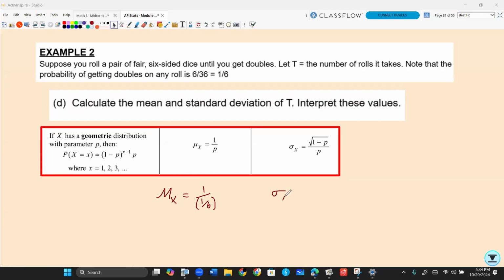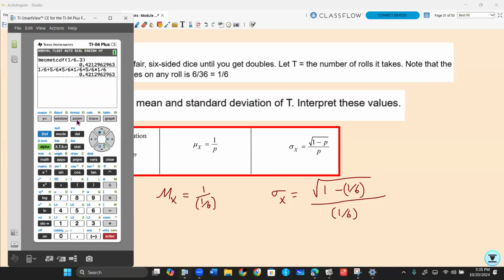And our standard deviation is going to be the square root. You got to be careful with this one. 1 minus 1/6 divided by 1/6. I would recommend using parentheses when you plug it into your calculator. And let's do that. So in our calculator, it's going to look like this. 1 divided by 1/6. So 1 divided by parentheses 1 divided by 6. And that'll be 6. You're just flipping the fraction.